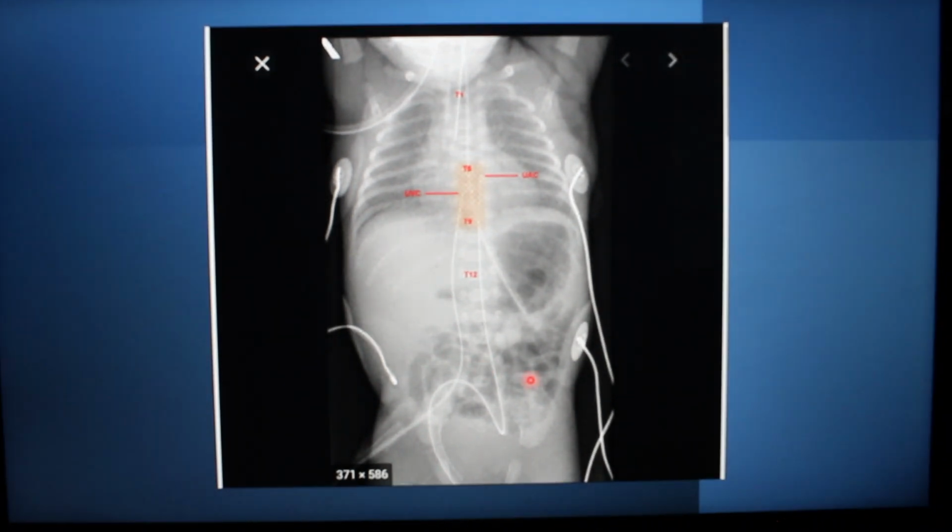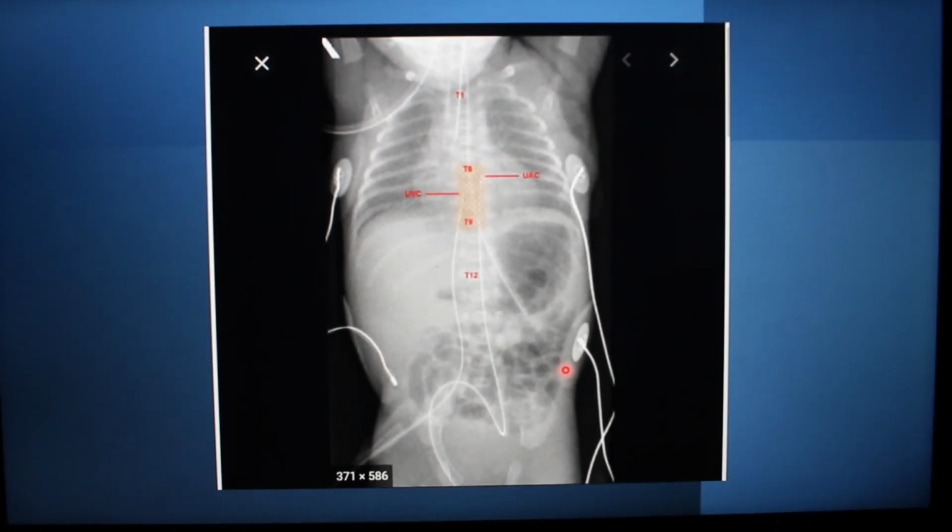So here we have an X-ray. Using our technique, we see that it's pretty well inflated. 1, 2, 3, 4, 5, 6, 7, 8. Yes, we're going to look at our structures. Let's see, the ET tube is here. We can see that carina is right here, and that ET tube is sitting right at the level of the carina. So we'll be telling respiratory to pull back that ET tube.